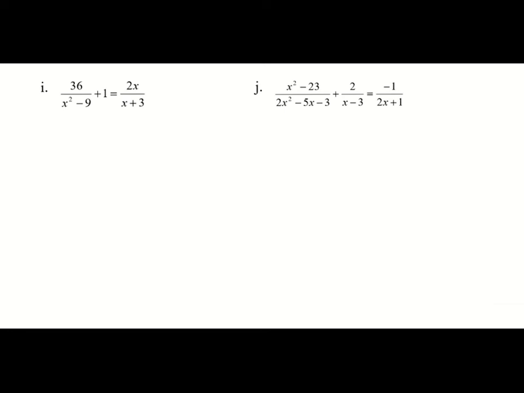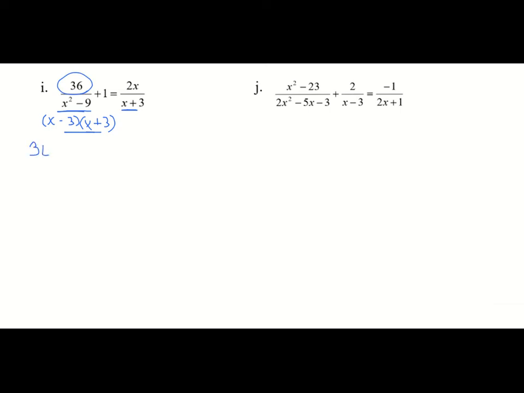Okay, so next for I, again, before we find that least common denominator, we want to make sure we have our denominator factored completely. So that x squared minus 9, difference of perfect squares, I know I can factor it to x minus 3 times x plus 3. And that will become my LCD because I have x plus 3 over here as well. So I'm going to multiply everything by x minus 3, x plus 3, which we know on the left-hand side, when we multiply by our common denominator, and that is our denominator, we're left with just our 36 there.